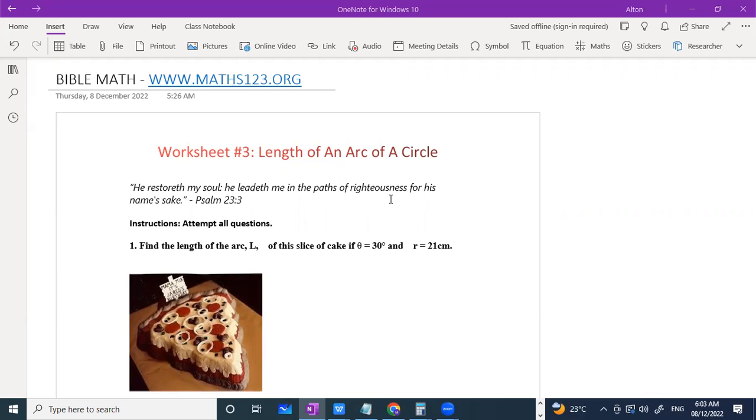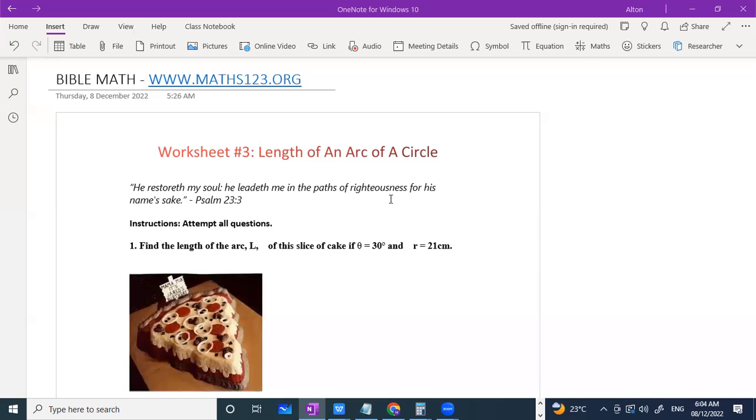What is God's word saying? In Psalm 23:3, it says, He restores my soul. He leads me in the paths of righteousness for his name's sake. Isn't God a merciful and loving God? When we tend to stray, he leads us back to his love and his care.